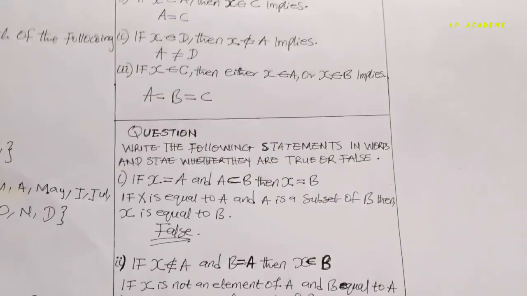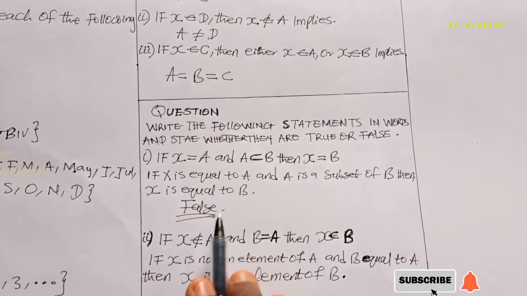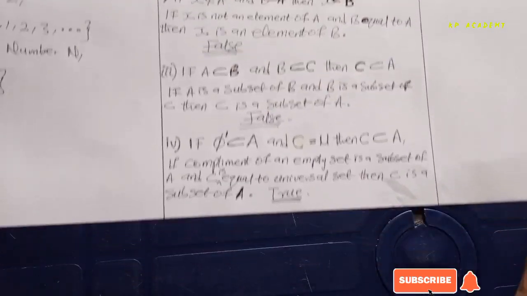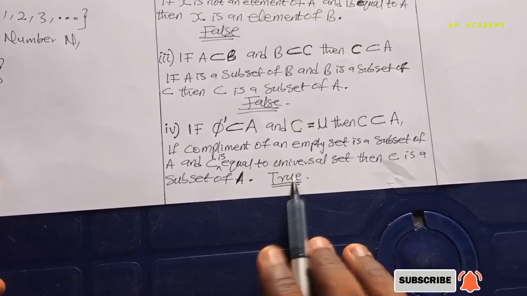Okay, so this is the question again. So I part of this question is false. II part of it is also false. III part of it is false, and the IV part of the question is true. All right, so that is it for this particular question.